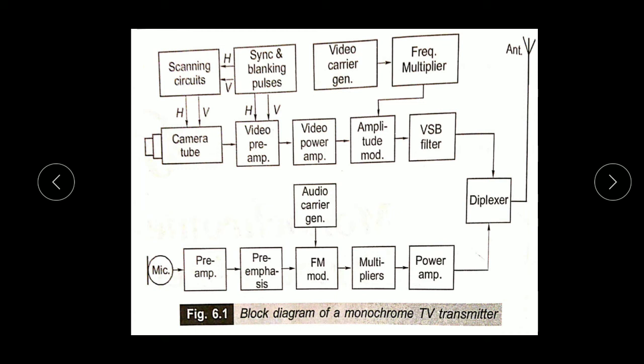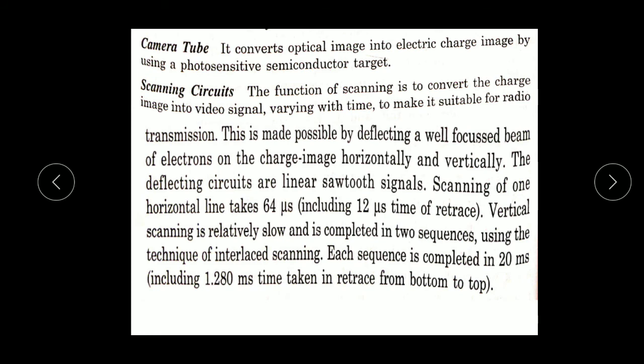The complete signal is called the composite TV signal. It includes the audio signal, the video signal, and the deflection signals, vertical and horizontal, which are also combined with that signal. This is the basic working of the monochrome TV transmitter. Now we discuss the different components in detail.